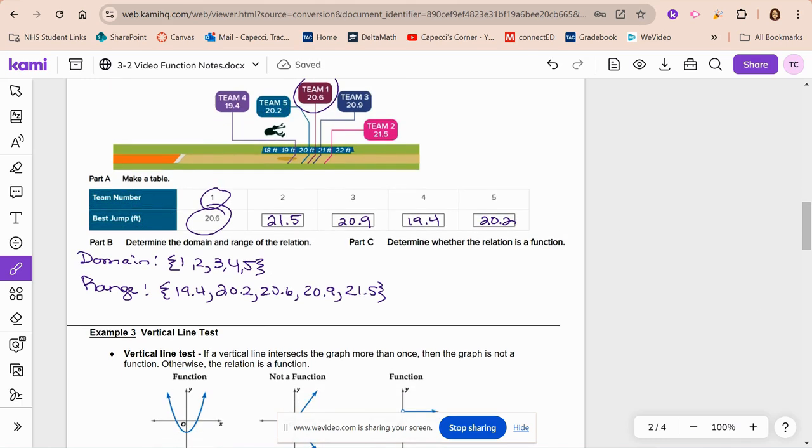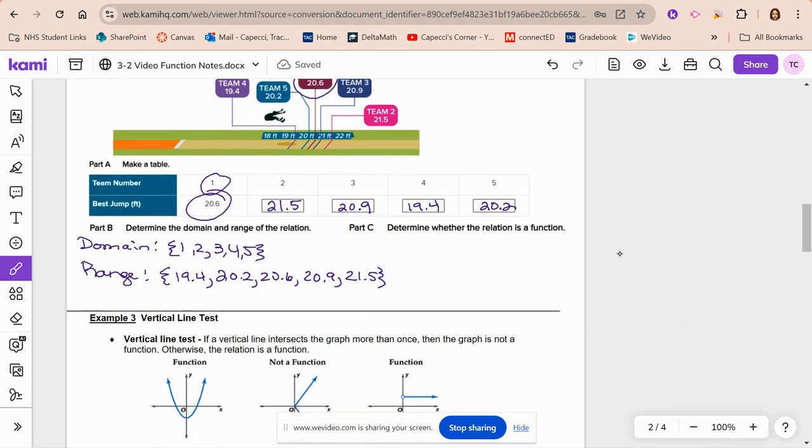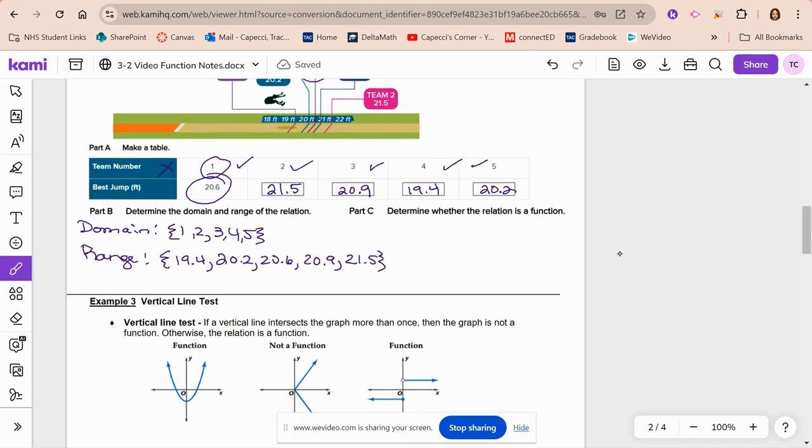So when you're looking at that, whenever you list your domain or your range, you'll always list it from lowest number to highest number. So the domain here, this is our x value here. So it's just 1, 2, 3, 4, 5. That was easy. That was in order.